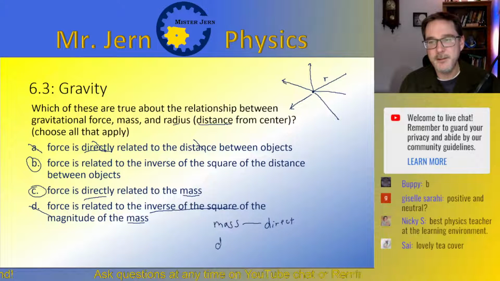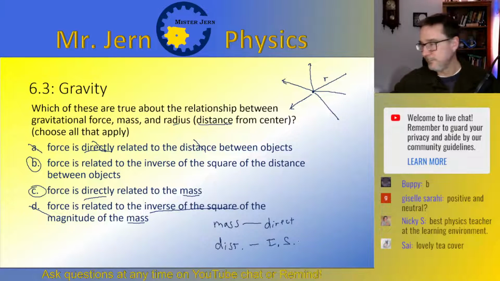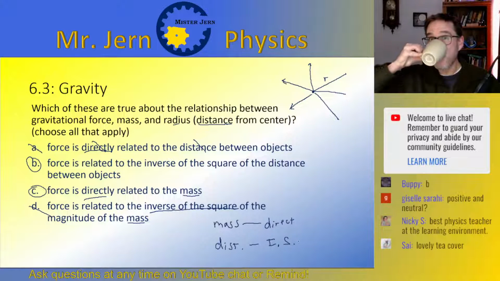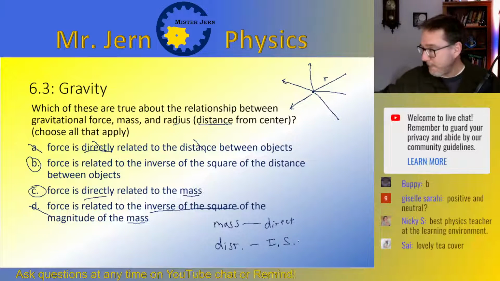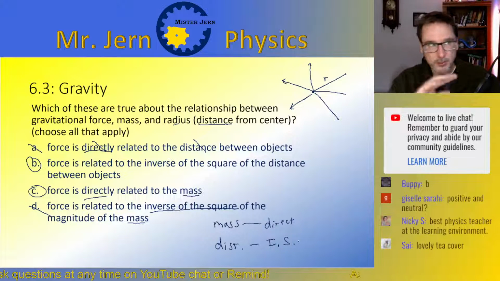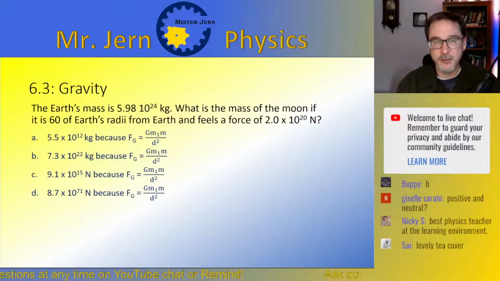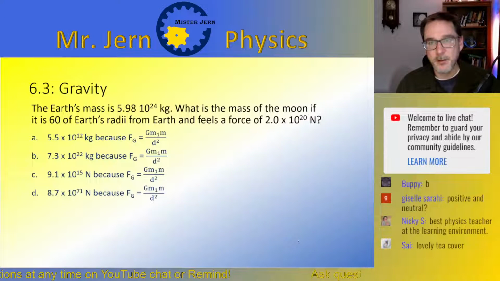Distance is inverse square. Just remember that, okay? An inverse square is that whole 1 over whatever thing. If you don't know that, go back to that chart from 20 minutes ago.